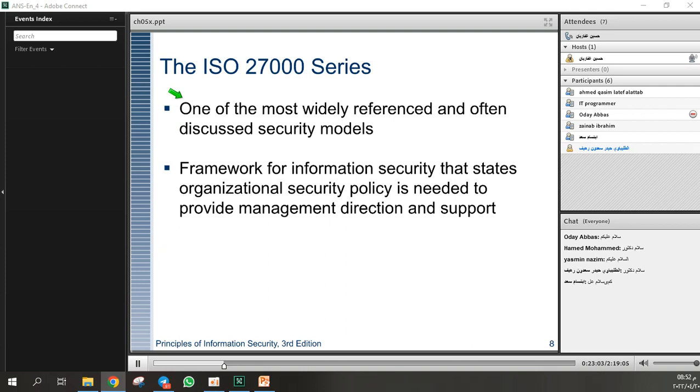But how can I do this? How can I prepare those documents, those blueprints, and something like that? One of the best documents in this area, which can help us to prepare these documents, is the ISO 27000 series documents.